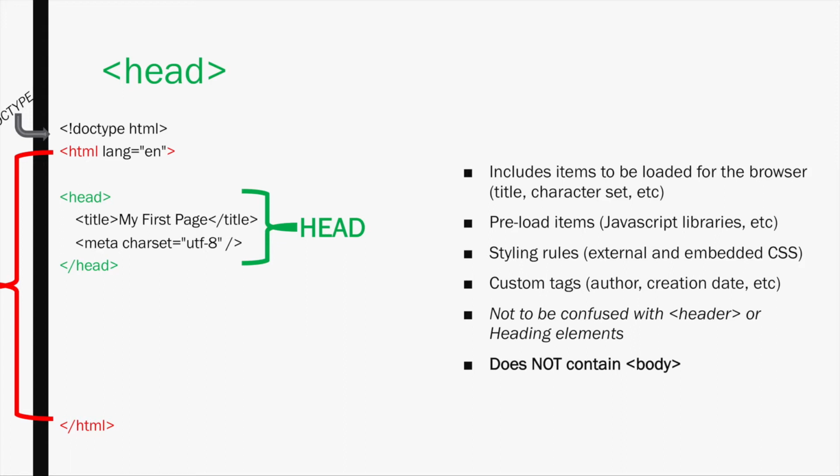Next is the head. The head includes items for the browser to be loaded, such as the title, the meta tags, the character set, any other items such as CSS or preloaded libraries, any custom tags with meta tags, you put in the head section. Not to be confused with the header section if you have experience with HTML5 or heading elements, which we'll get to in just a bit. And most importantly, this does not contain the body. The body is something completely separate because technically your rib cage does not contain your brain. So in this case, the head contains everything that's going to be preloaded, everything is how it's set up and structured, and the body we'll get to in just a minute.